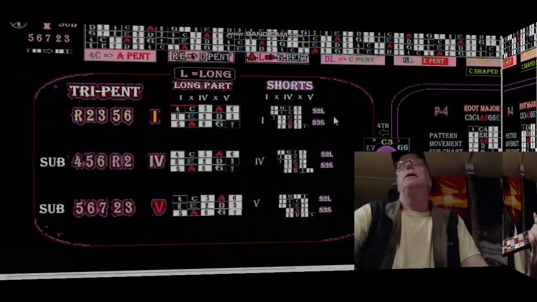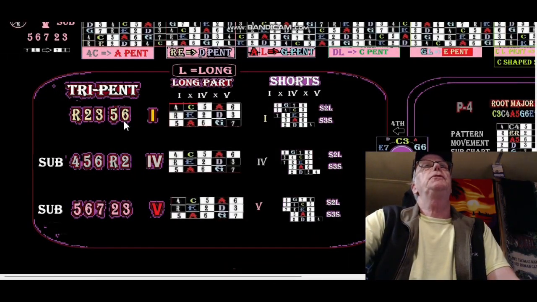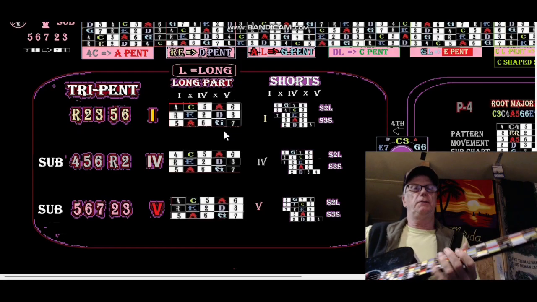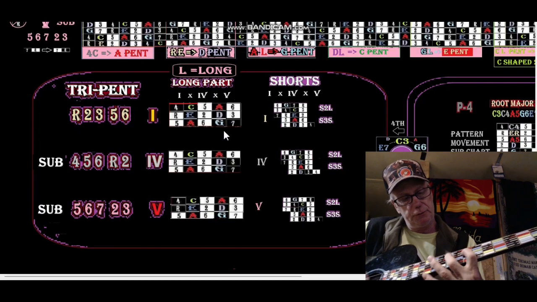So here's the pentatonic root 2, 3, 5, 6. So right here is root 2, 3, and this is what is called the 5A XL. Okay, so if we're looking at 5, 6, when we were on that Mixolydian, it's 5, 6, 7, root 2, 3, 4, 5, 6.